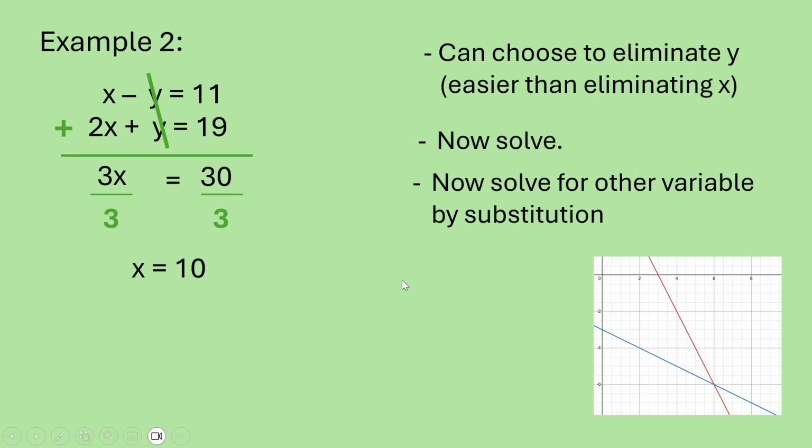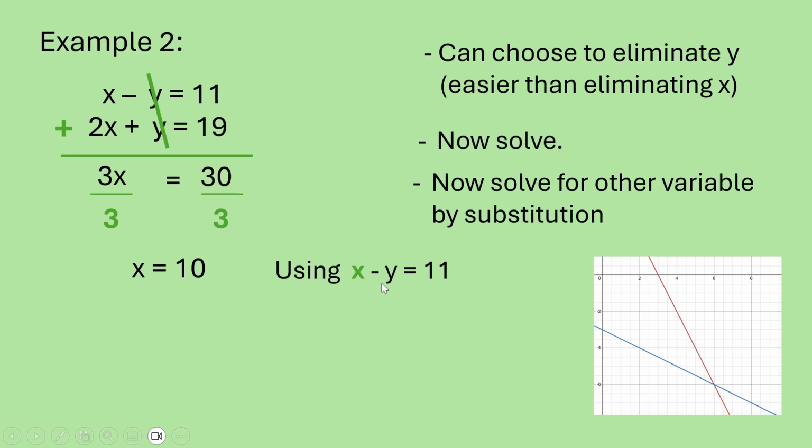So now solve for the other variable. Solve for y by substituting. We're going to substitute this value of x into one of these equations. Again, it doesn't matter which equation you use, the first one or the second one in the system. I'm going to choose the first one, x minus y equals 11. Again, it doesn't matter which equation you use, you will still get the same answer.